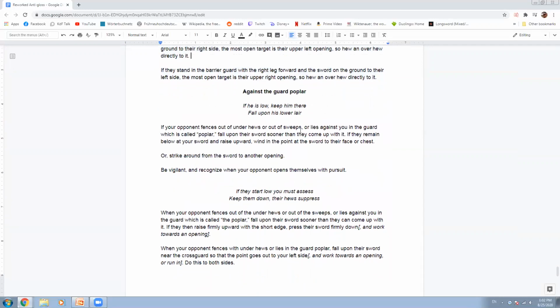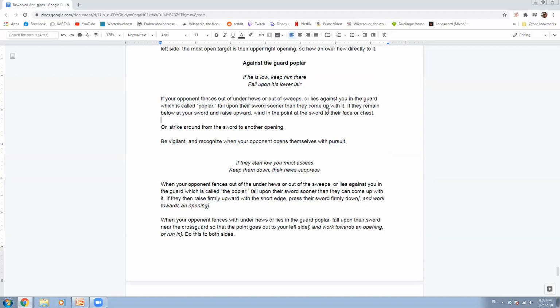Against the guard poplar or alber. If your opponent fences out of the underhews or the sweeps or lies against you in the guard, which is called poplar, fall upon their sword sooner than they come up with it. If they remain below at your sword and raise upward, wind in the point at the sword to the face or chest. Or strike around from the sword to another opening. And recognize when your opponent opens themselves with the pursuit. So if they ever leave the bind and you still have your point online, then pursue them.